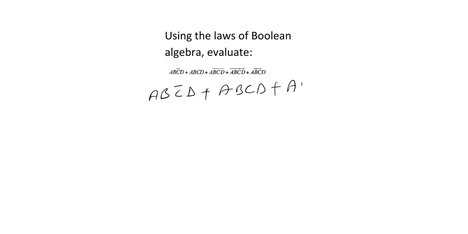A, then we have not B, not C, not D. We add not A, that is not A, not B, not C, and not D. And lastly, we add A, not B, not C, and we have a D. The D is not complemented, so C is the only complemented there. So that is the expression.